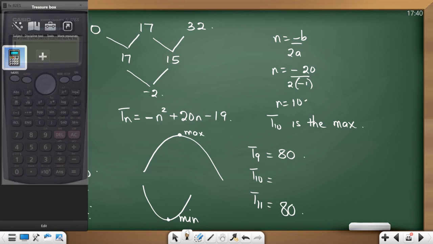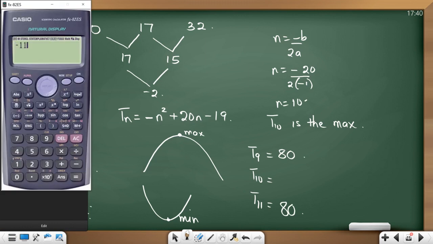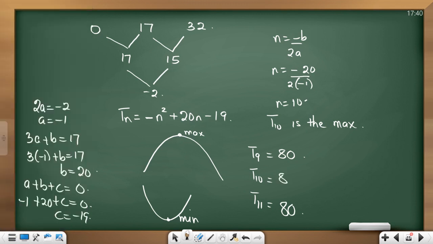But let's check. I'll tell you why I'm saying that it is 80. It's basic functions. Negative 11 squared plus 20 times 11 will be 220 minus 19. 80. Told you. And T10 would be negative 10 squared plus 20, what is my n again? My n is 10, so 200 minus 19, 81. Check something there. Do you see the number? T9 is 80, T10 is 81. Basically, we are looking at a parabolic function. It is 80 here, it is 81 there, it comes back to 80.